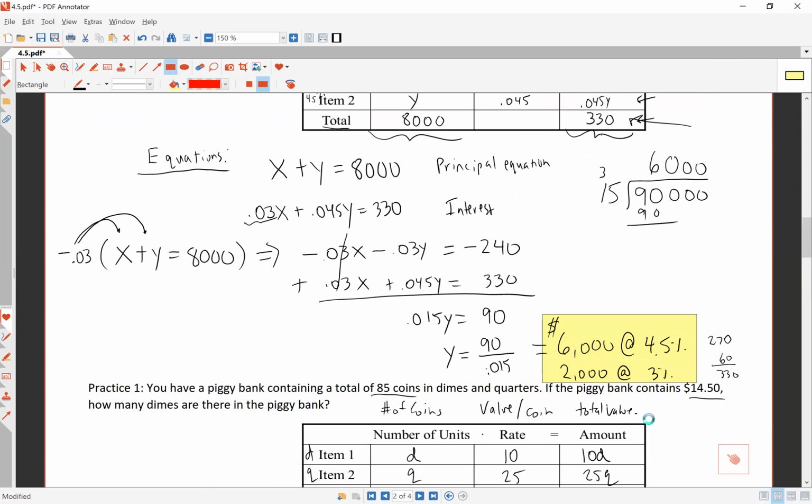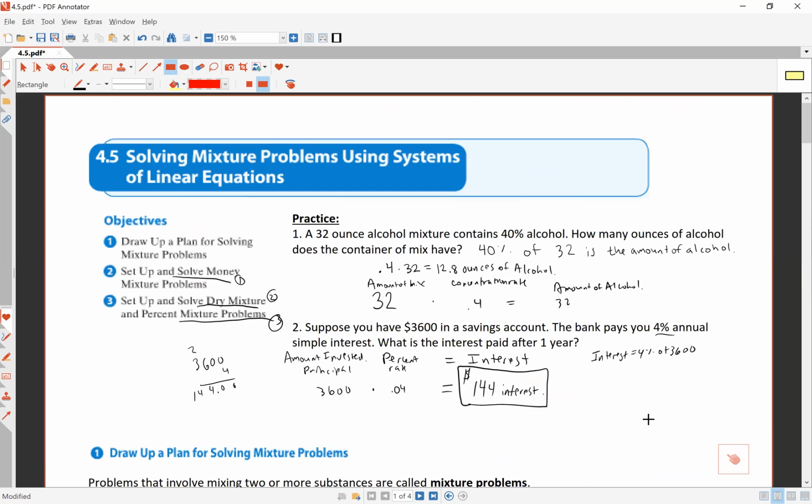This concludes the video for section 4.5, solving mixture problems using systems of linear equations. Objective 2, set up and solve money mixture problems.